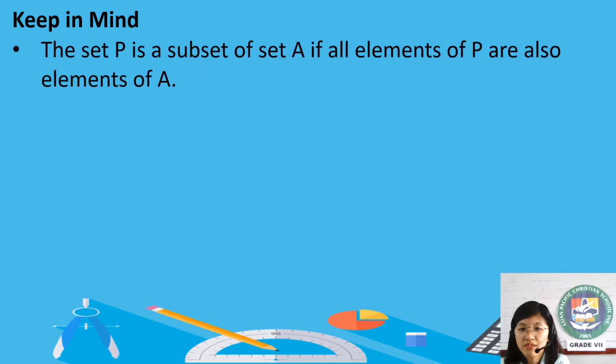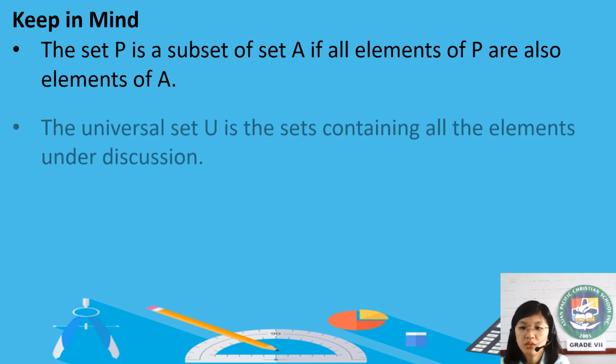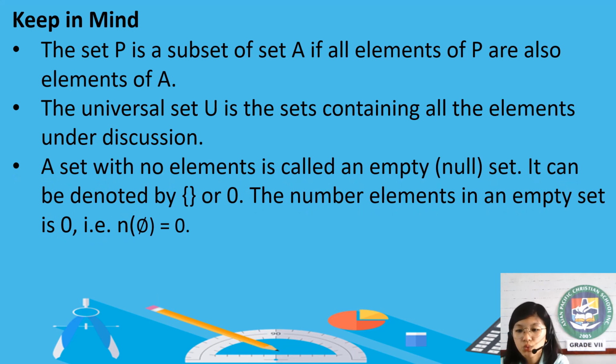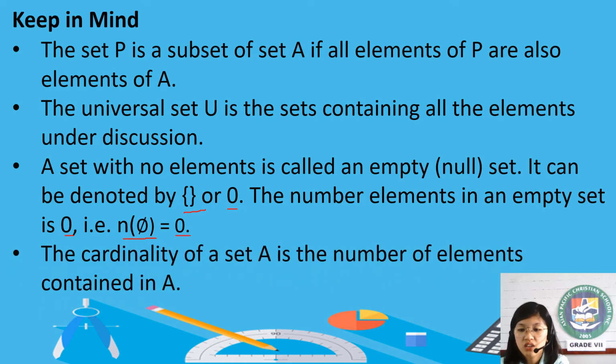Next, keep in mind or remember these things. First, the set P is a subset of A if all elements of P are also elements of A. And next, the universal set U is the set containing all the elements under discussion. A set with no elements is called an empty or null set. It can be denoted by 2 brackets or 0. The number of elements in an empty set is 0. For example, n of the null set is equal to 0. The cardinality of a set A is the number of elements contained in A.